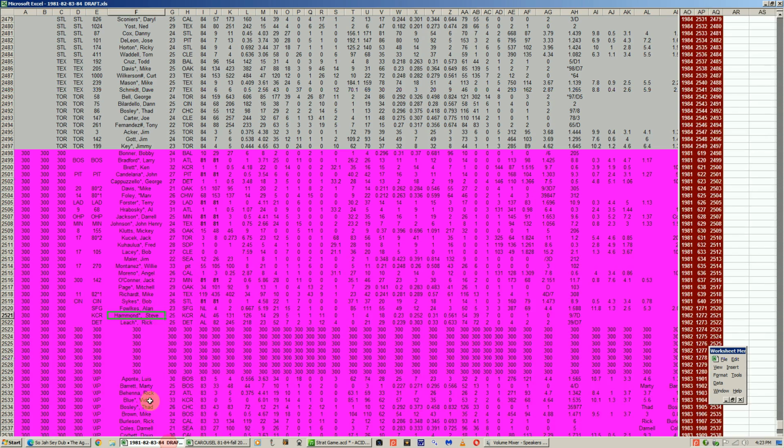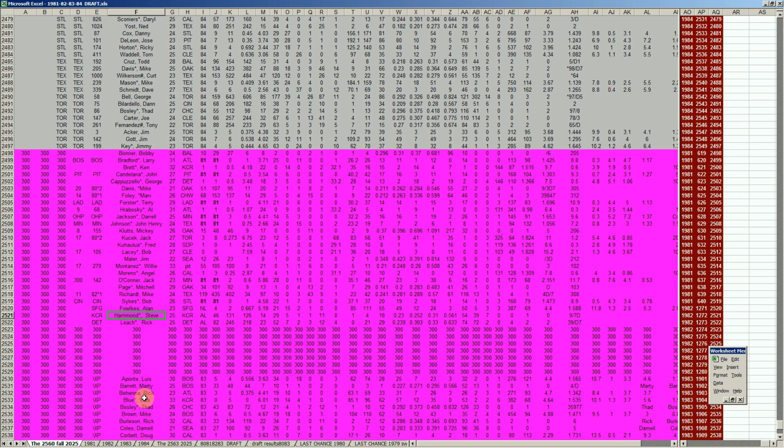This seems like a good place to stop. I want to stop here so we can pick it up again in the fall with the draft results.